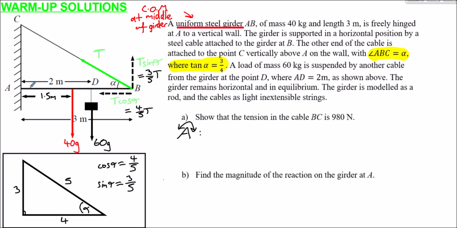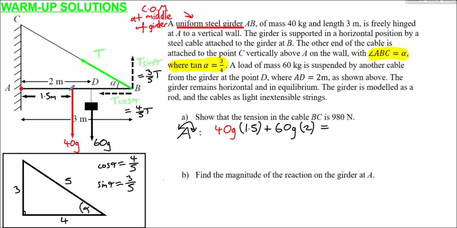So going clockwise, acting this way round from A, we've got 2 weights. So we're going to have 40g, which is the force multiplied by the distance of the line of action of the force from the pivot, which is 1.5. So 40g times 1.5. Then, of course, is 60g weight, and that's acting at a distance of 2 meters. That's going to be equal and opposite to the anti-clockwise forces acting on this girder relative to the pivot A.